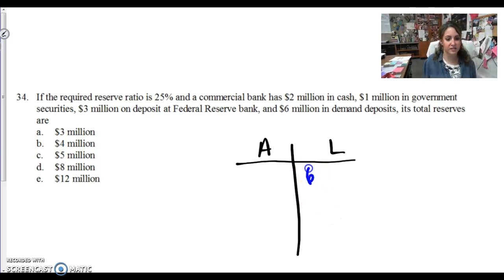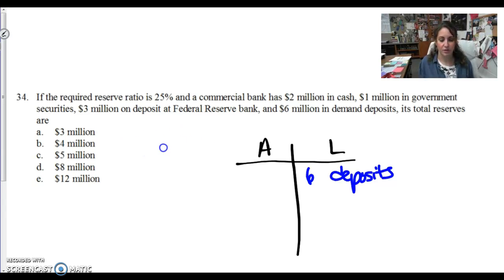Okay, so there is 6 million in demand deposits. Put what you know down. Yes, you could have put the government securities in there as well, but it's not important. It does say that we have 6 million in deposits and 25% is in the required reserves. Well, 25% of 6 is 1.5.